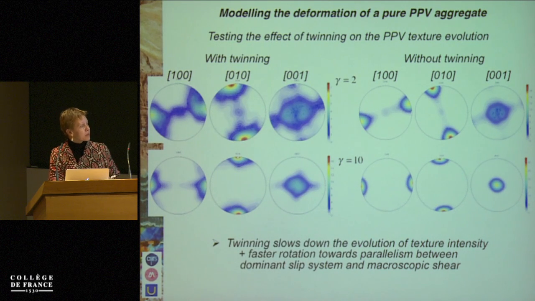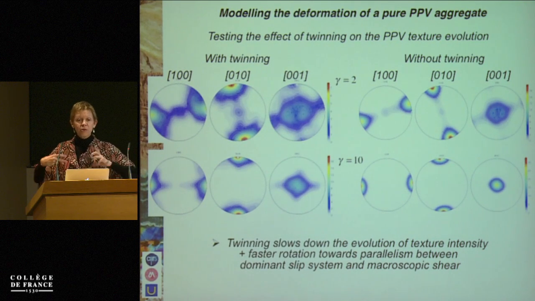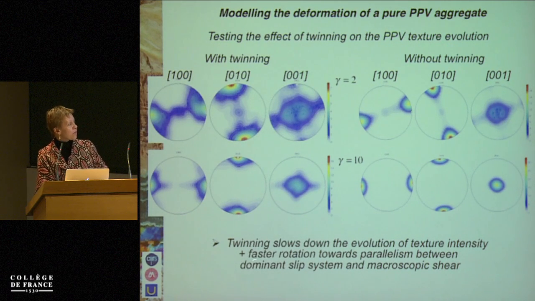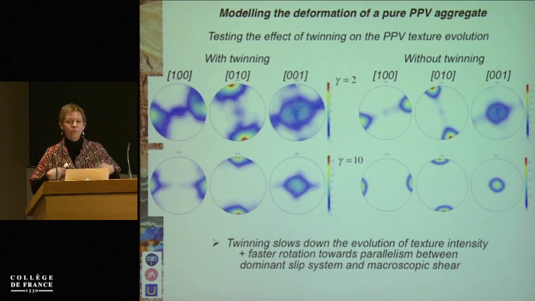And you see that the main effect of the twinning is that it allows a faster reorientation of the texture, because I have more degrees of freedom to deform the crystals, so I don't have to rotate them that much. I get my main crystallographic axes really parallel to the macroscopic deformation, while here, without twinning, I still have a small angle. I'm rotating slower.